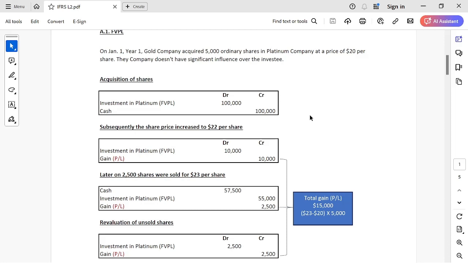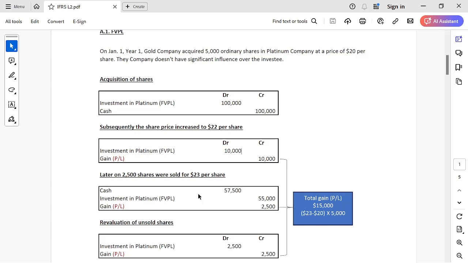So let's go to the subsequent measurement. Let's say the price of the share increased to $22 from $20. So it's a $2 increase. $2 times 5,000 shares gives us 10,000. So we write up the investment, increasing its value in our books by $10,000, and the credit goes directly to profit or loss. Whether we sold it or not, here it's just a holding gain, i.e. an unrealized gain, and still it goes to profit or loss, to the income statement.